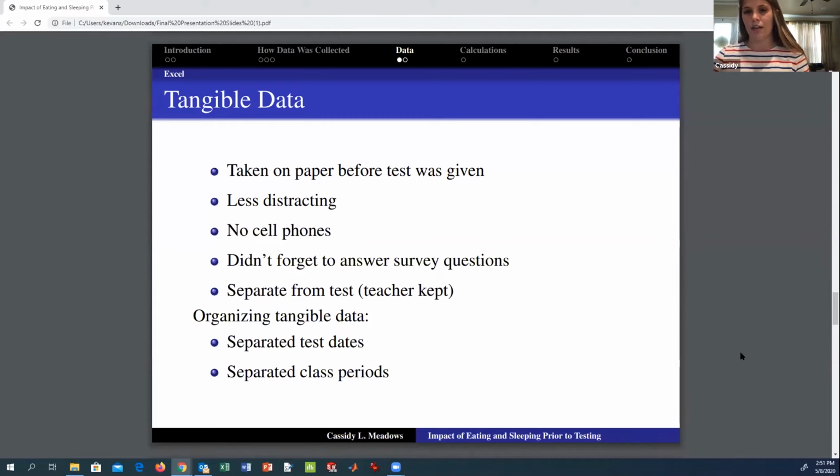And then, organizing this data, I separated it because I did have a lot of it, given that it was on paper. I had 30 students in each class, so I had 60 students total for each test day. That's a lot of surveys to keep up with. So I separated into test days. I had 5 different stacks for 5 different tests. And then within each stack, I separated it into class periods as well.